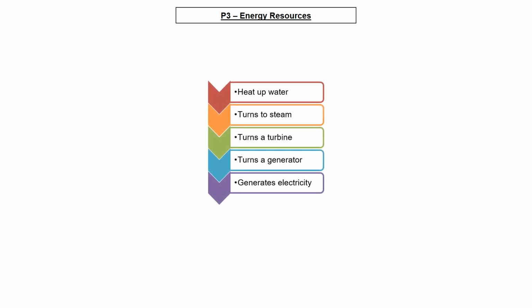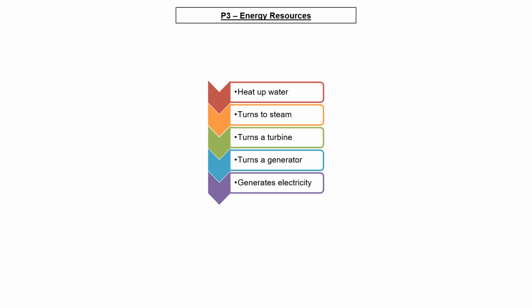P3, energy resources. This is very much like a geography question. We have to use it though because it's a big thing in physics. What we need to look at first of all is the generalized principles behind energy resources and how we actually get our electrical energy. We actually follow this same principle. It hasn't changed since the dawn of the steam engine. Basically, we just heat up water. That turns to steam, it turns a turbine, turns a generator, and this generates electricity. Nothing much has changed since then.